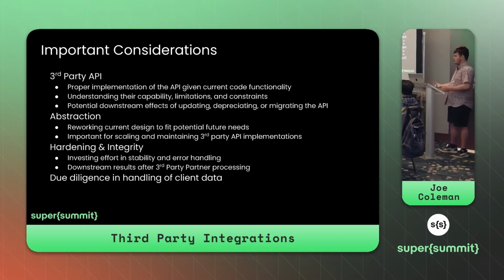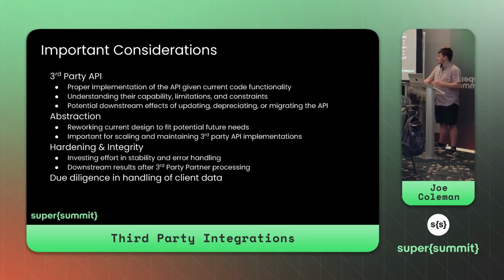However, all these APIs, despite trying to achieve a common goal, even using the same communication protocol, all behave differently. So you've got to understand the nuances between each one in order to make sure that everything runs smoothly, especially for the client, because at least in our case, it's stuff that the client definitely sees. And the last point on that is the potential downstream effects of updating, deprecating, or migrating the API.